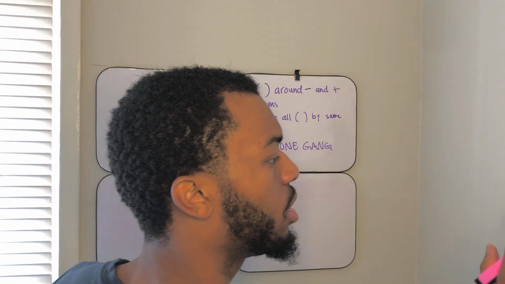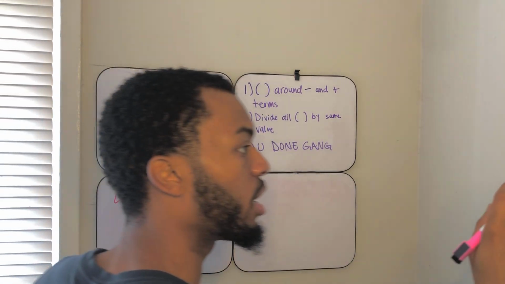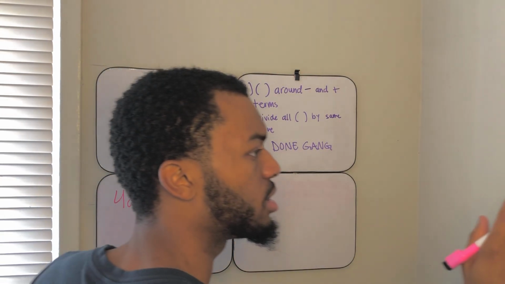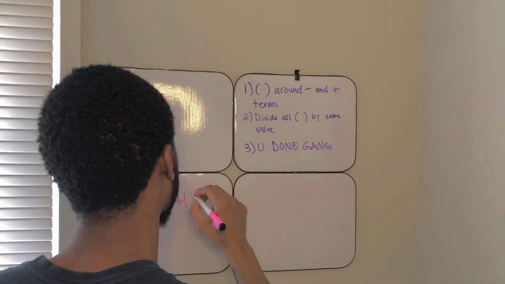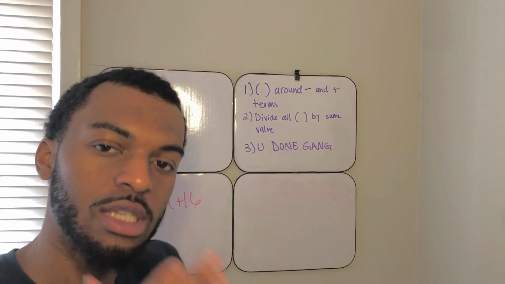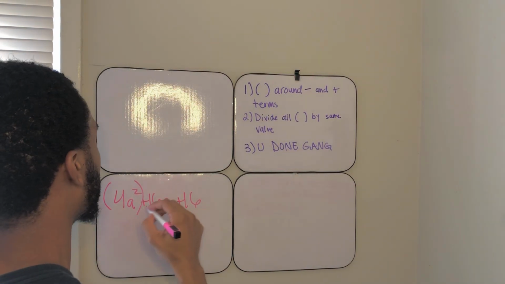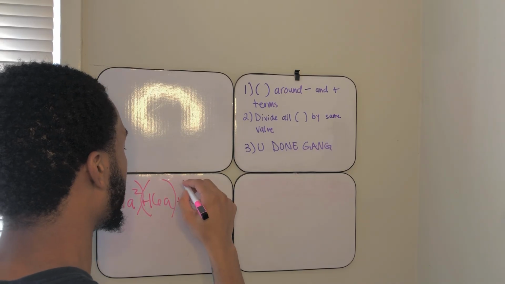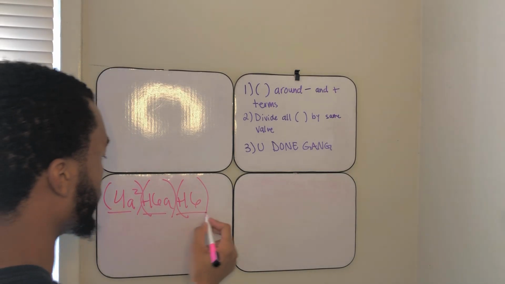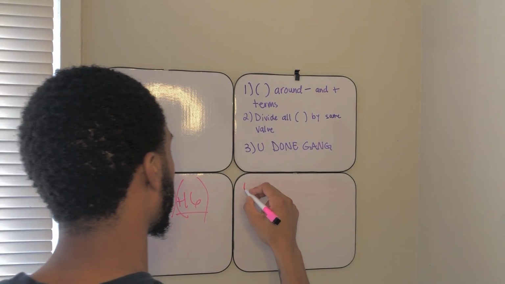Excuse me. Next example, we got 4a squared plus 16a plus 16. Again, this is like doing drills. We just got to keep doing the same thing over and over until it becomes like muscle memory. So we put the parentheses around everything with the positive and negative signs. And then we see what we can take out of these. We can definitely take a 4 out of all of these.